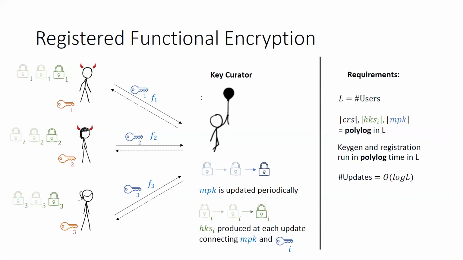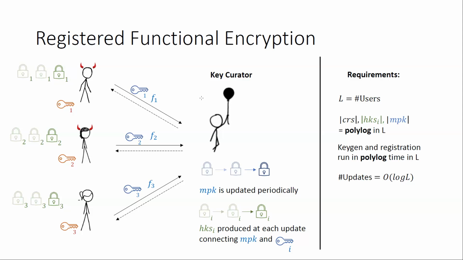In an algorithmic sense, the key curator updates the master public key periodically, but at each update it also releases a key called the helper secret key to each of the players, which essentially connects each update of the master public key together with the public key of the i-th player.